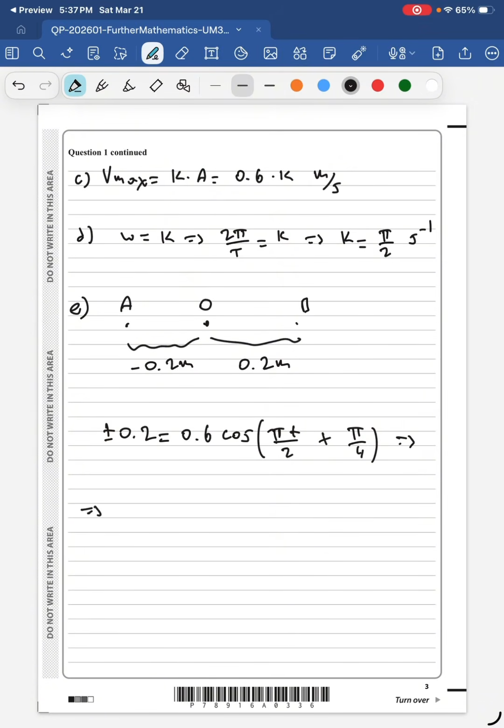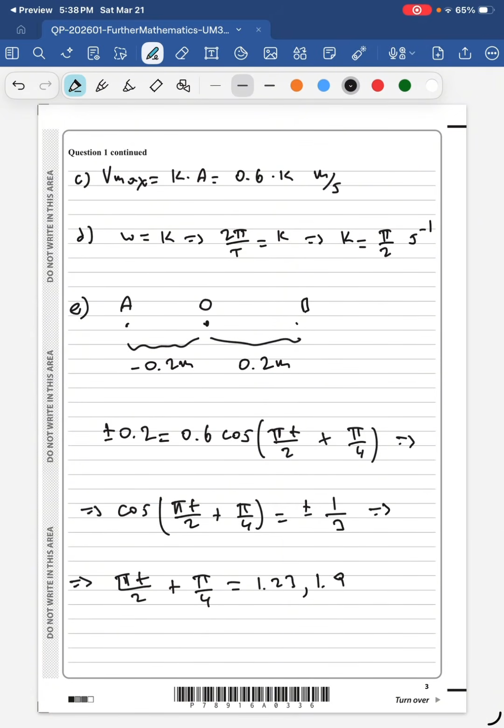So the cosine of pi times t over 2 plus pi over 4 is simply plus or minus 1/3. You can see this if you divide 0.2 by 0.6, you just get 0.33333, which is 1/3, right? So this is a trigonometric equation with solution. You can use your calculator to find it. So pi t over 2 plus pi over 4 is 1.23 is the first solution, and the second solution is 1.91. When I say first, I mean for the plus and then for the minus, okay?